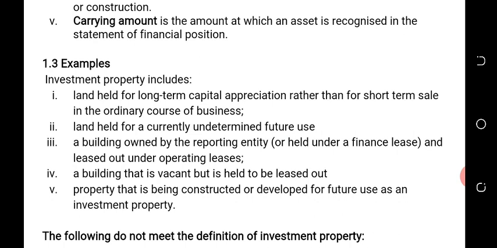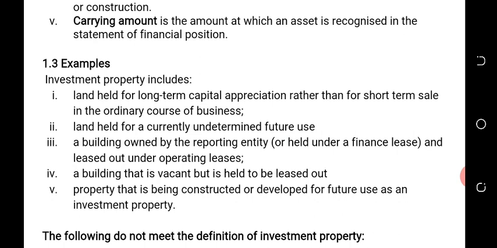So, examples of investment properties. What are examples of investment properties? One, land held for long-term capital appreciation rather than for short-term sale in the ordinary course of business. When a company or an individual purchases a land, the aim of purchasing the land is for capital appreciation.